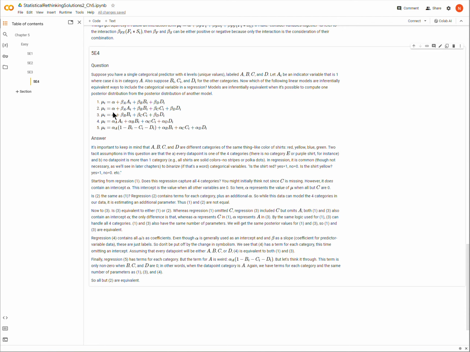Okay. So now we go down to 3. Okay, and we see that this looks very, very similar to 1, except this one has C but omits A, right?